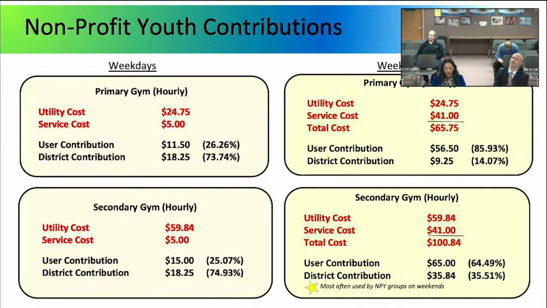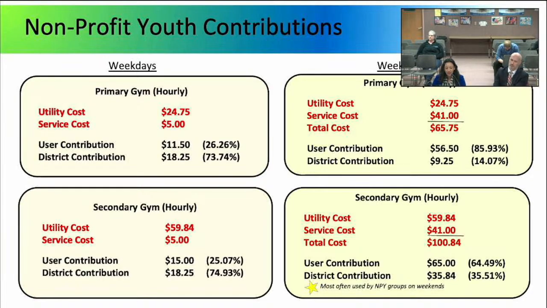And then the service cost is about $5. So the user contribution is going to be $11.50, and the district contribution is $18.25. And on the weekends, the utility cost is the same, $24.75, and the service cost at $41, which total cost is $65.75. The user contribution is $56.50, and then our district contribution is going to be $9.25.